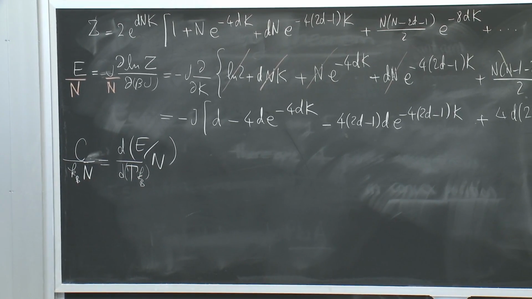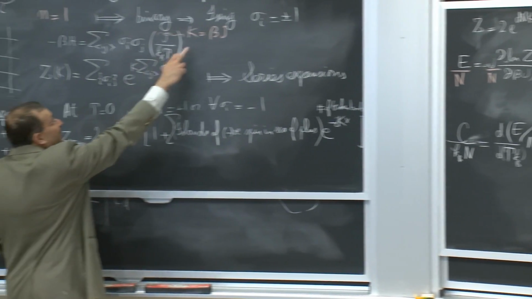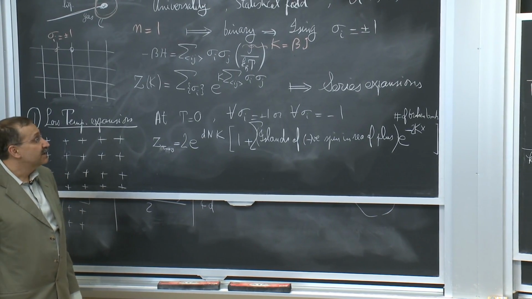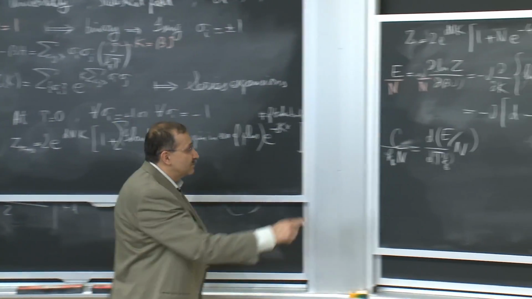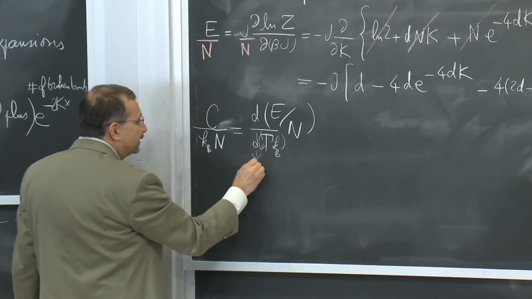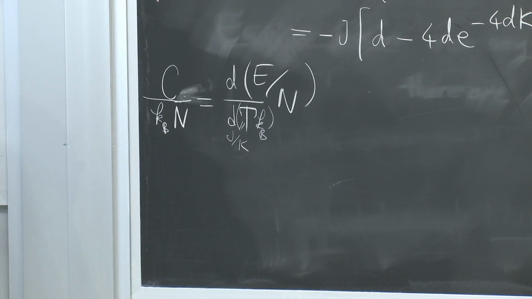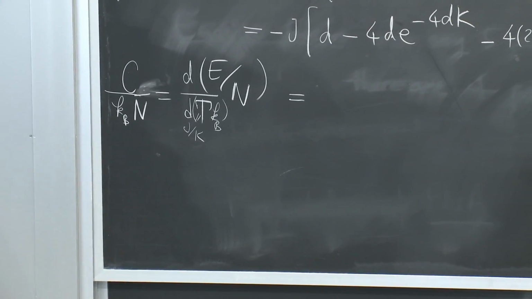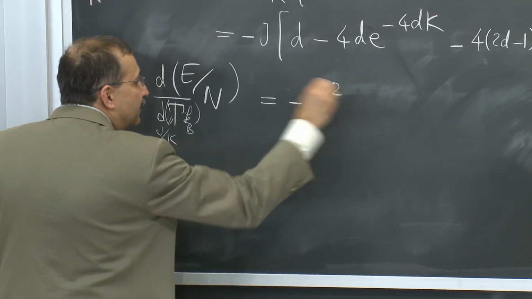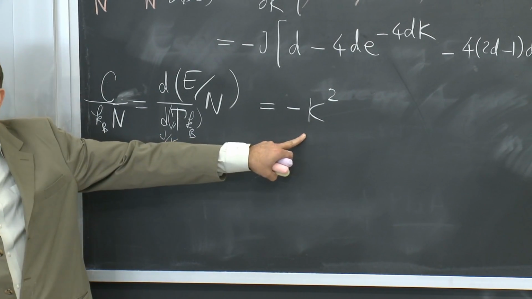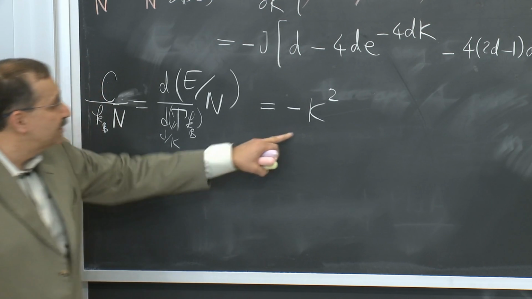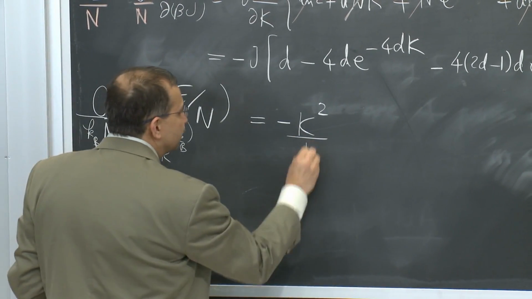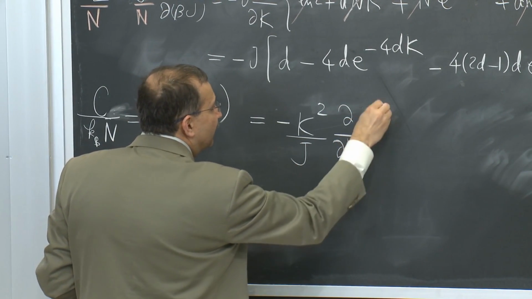Well, then I notice that kBT is related inversely to K, capital K. It is J over K. So I can write this as J over K, and d by the 1 over K will give me a minus K squared. I will have a factor of 1 over J. And the 1 over J actually cancels this factor of J here. So all I need to do, well, actually, let me write it, J d by dK of this E over N.